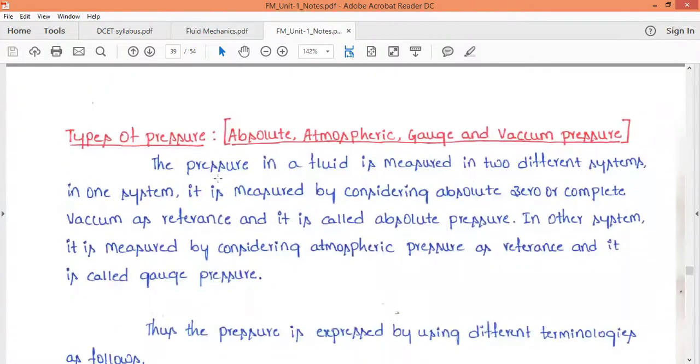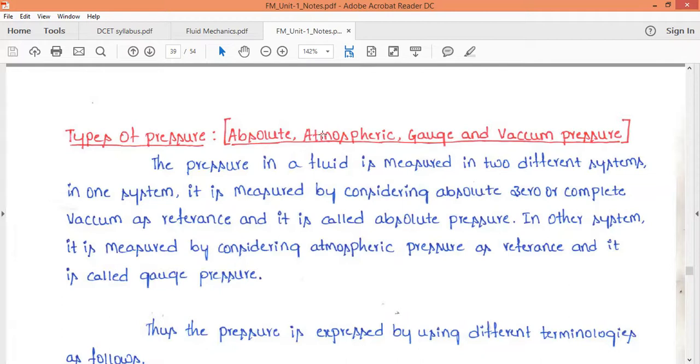Okay, then the types of pressure. We have four types of pressures. First one is the atmospheric pressure. This is the pressure exerted by the atmospheric air on all the surfaces which are in contact with it. Usually its numerical value is 1 bar. Next one, gauge pressure. This is the pressure measured using any of the pressure measuring devices, right?